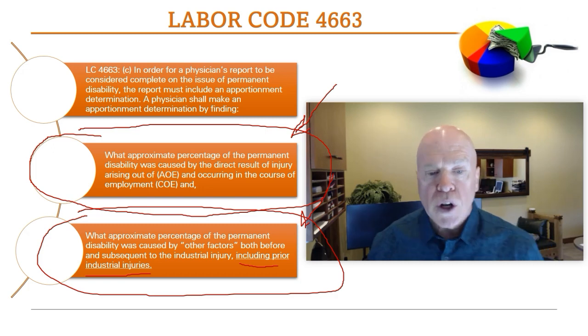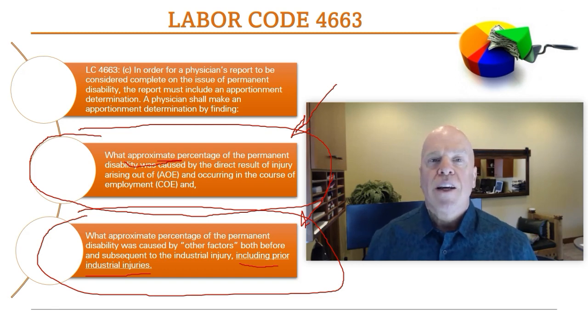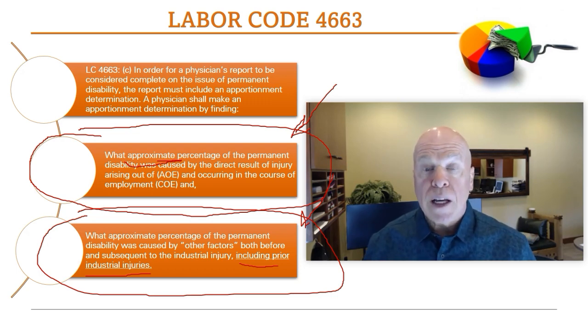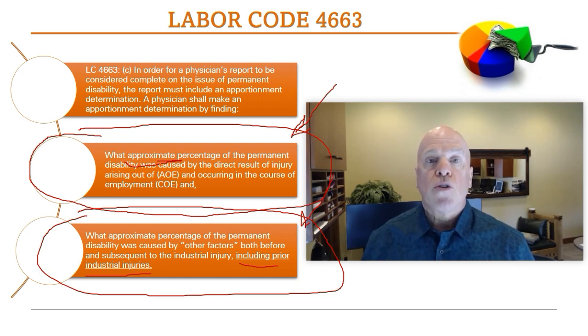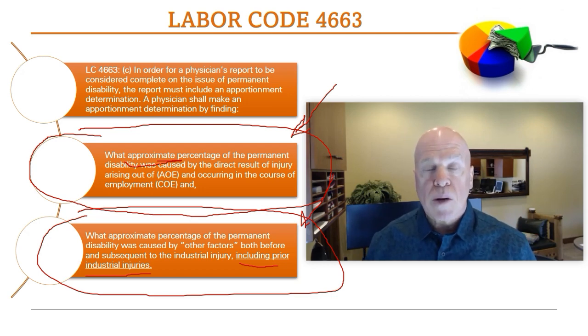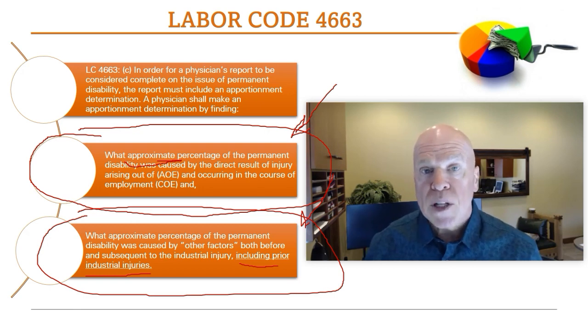Now, important to know that the law allows for approximate percentages. And the reason that the law allows for approximate percentages is because legislators understand that there's no qualified or agreed medical evaluator in the world who can provide exact percentages. To do so would require omniscience or a crystal ball or something similar. So we have some slack and some latitude in being able to provide approximate percentages.